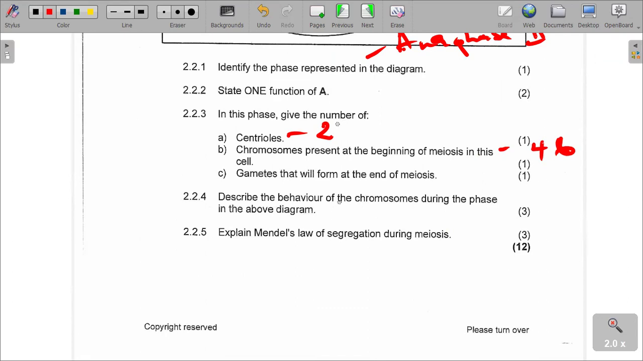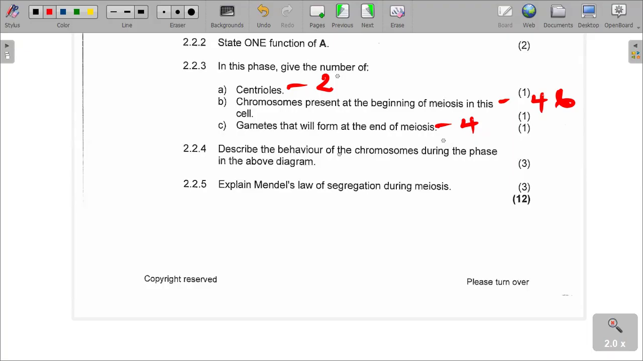And then the number of gametes that will form at the end of meiosis, we say again, we would have 4. You remember we also explained that meiosis wraps up with 4 cells. We have talked about this. I have explained it also in the previous question. And then describe the behavior of the chromosomes during the phase in 2.2.4.